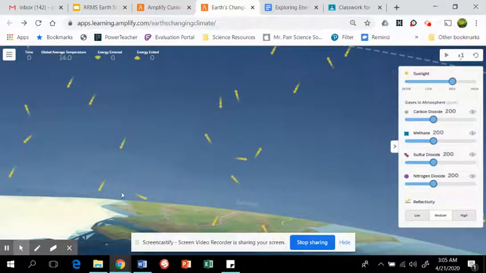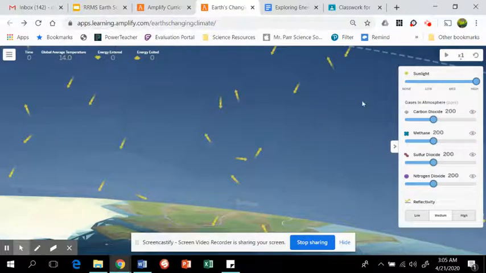And if you look, okay, I'm going to look at the ice because this is what we're going to keep an eye on. The ice is down over here. I can change 5 things. I can change the amount of sunlight the surface is getting. I can change carbon dioxide, which is a gas in the atmosphere, methane, sulfur dioxide, nitrogen dioxide, which are all gases in the atmosphere. So I'm going to start with sunlight.